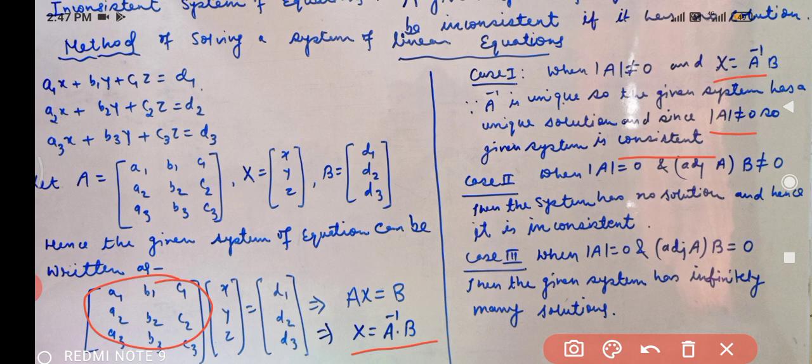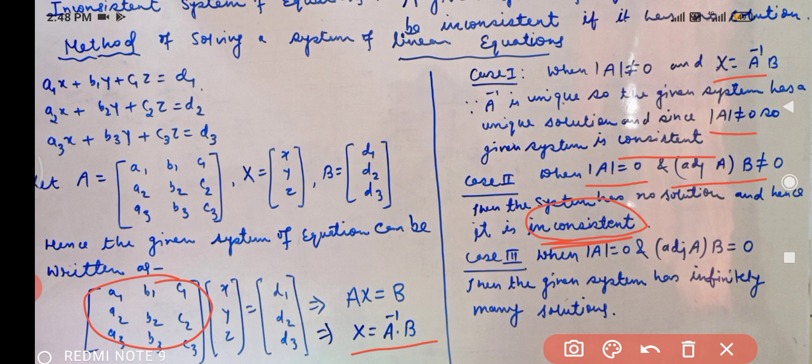Okay, now case 2. When mod A equals 0 and adjoint of A into B not equals 0, then the system has no solution and hence it is inconsistent. Okay, if mod A equals 0, then it is inconsistent. Very, very important.